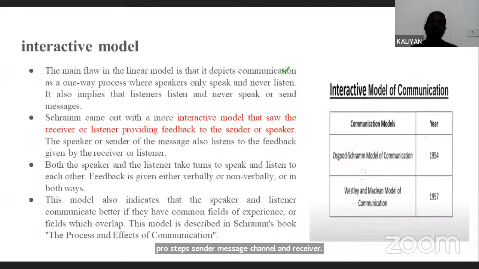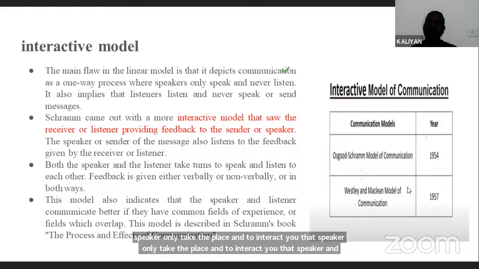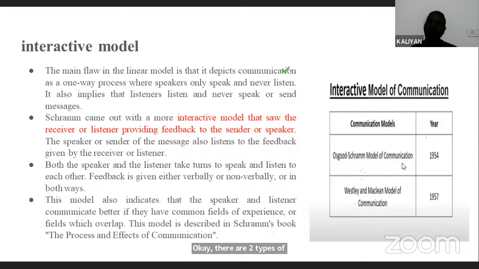And next is the interactive model. The interactive model is a 2-way process. In a one-way process, only the speaker takes part, and in a 2-way interactive process, both the speaker and receiver take part. There are 2 types of interactive model: Osgood's Schramm model of communication, 1954, and Westley-MacLean model of communication, 1957.